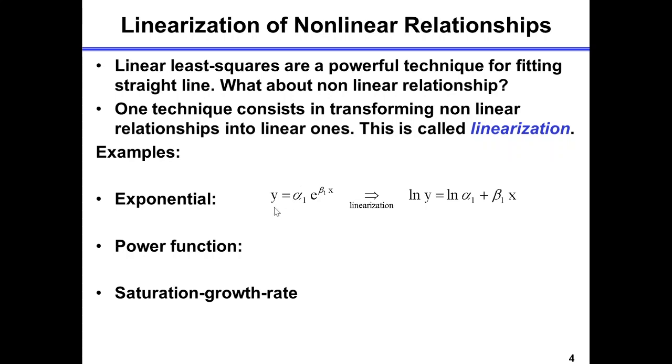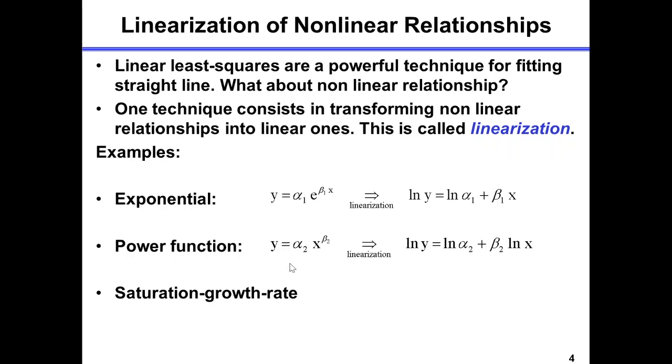For example, for the exponential, look here. We can take the natural logarithm of both sides. When we do that, on this side we get the natural logarithm of y, and on the other side the natural logarithm of alpha 1 plus the natural logarithm of e to the power beta 1 x, so what remains is beta 1 x.